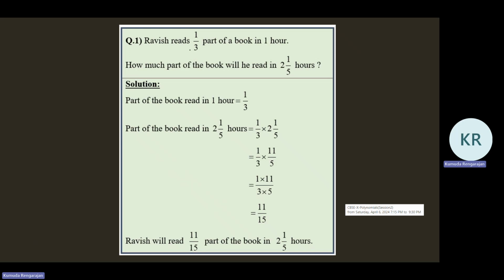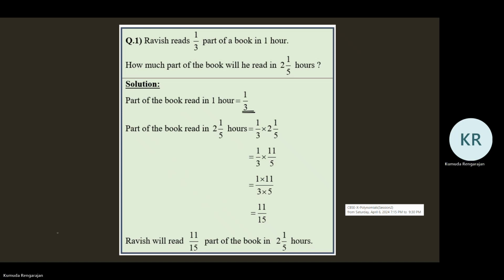In 1 hour, 1/3 of the book he can read. So it is like in 1 hour, he's able to read 5 pages. Then in 8 hours, how many pages can he read? 8 into 5. 40 pages he can read, right? In the same way here, the part of the book read in 1 hour is 1 by 3. So the part of the book he'll read in 2 1 by 5 hours will be equal to 2 1 by 5 into 1 by 3.